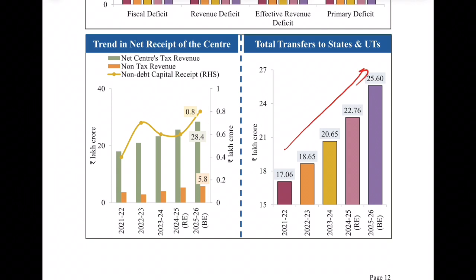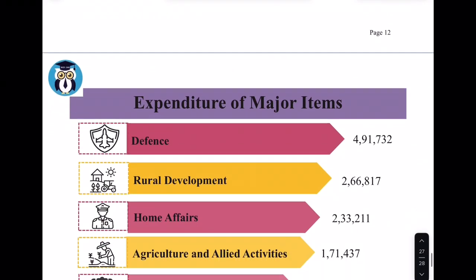Total transfer to states is also increasing, and here net central tax revenue, total tax revenue, non-debt capital receipt. So non-debt capital receipt, I have already given examples, like allocation of coal blocks or spectrum allocation. It was decreasing for the last 2 years. Now in the budget it is shown as increasing.